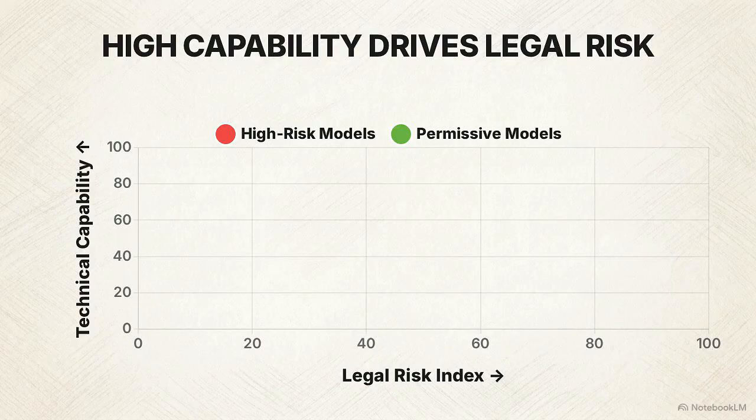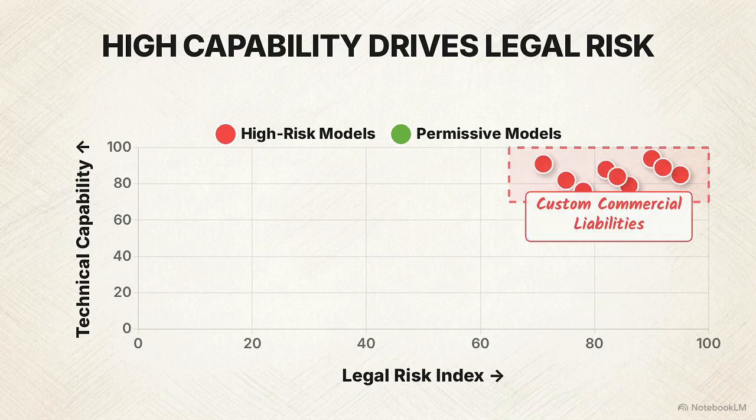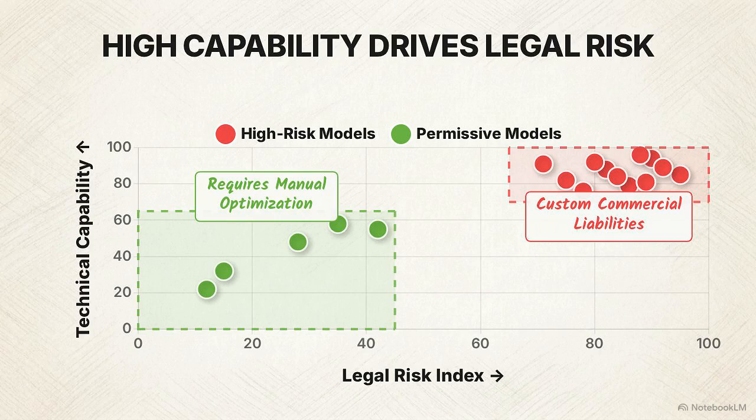This chart weighs technical capability against legal risk. A mistake here can trigger IP litigation. Capable models often cluster in the high-risk top right quadrant, carrying custom commercial liabilities. The bottom left contains permissive licenses, which are legally safe but require more manual optimization.